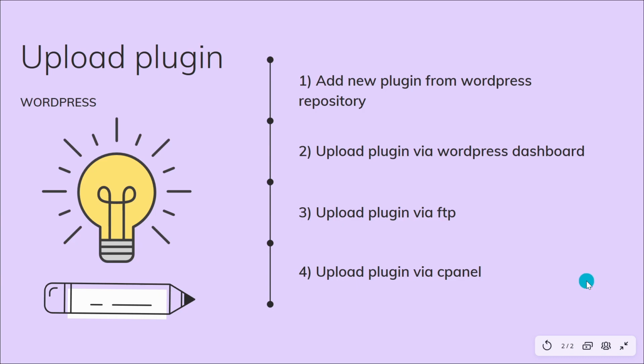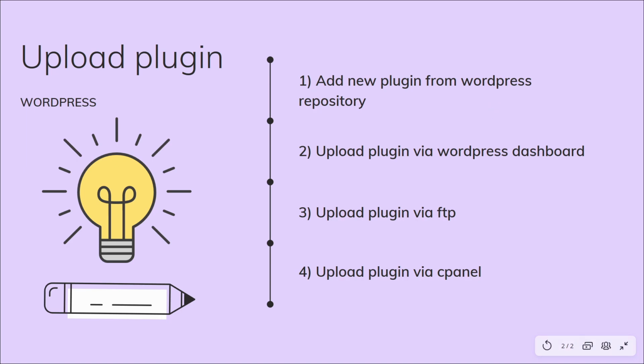So today we will see how you can upload a plugin on your WordPress website. I'll show you 4 different methods to upload a plugin on your website. Methods 1 and 2 are most popular, but in some cases if they don't work, then you can use methods 3 and 4. So the first one will be to add the plugin from the WordPress repository.